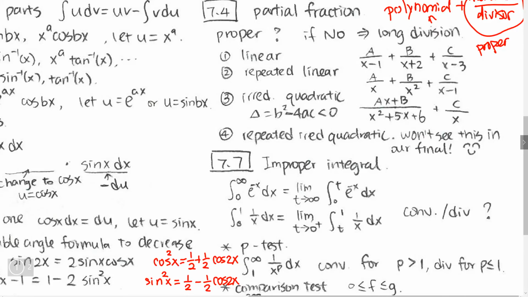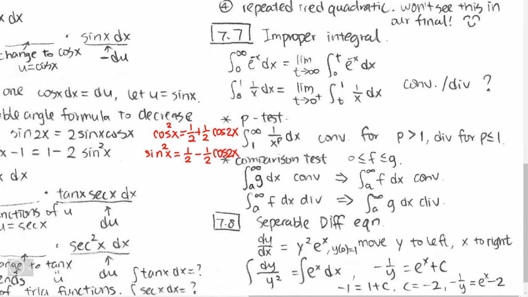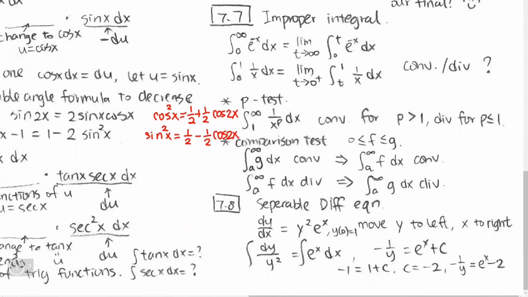All right, so then 7.7 is improper integrals. Okay, improper integrals, we have two types. When x goes to infinity, we have an infinite interval. The second type is when y goes to infinity, we have an unbounded integrand.